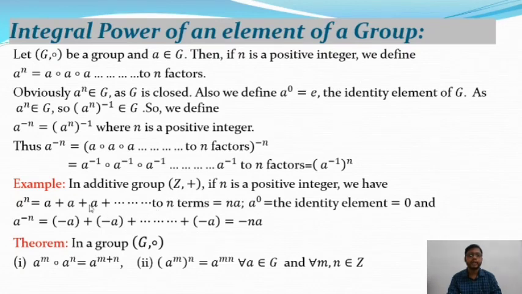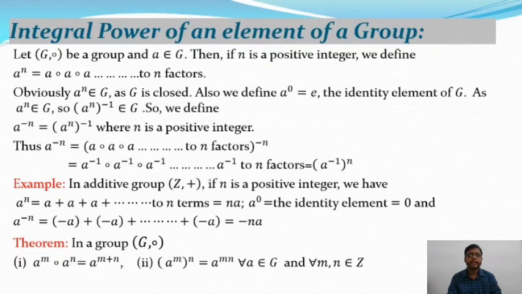In that case, plus is the binary operation, that is, the composition is plus, and this equals n into a. And a to the power 0 is the identity element and it equals 0. So in addition, you know that 0 is the identity element, and in multiplication 1 is the identity element. In a group G with composition, a to the power minus n equals minus a plus minus a, and so on up to minus a, and this equals minus n into a.